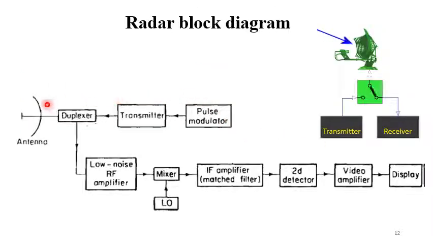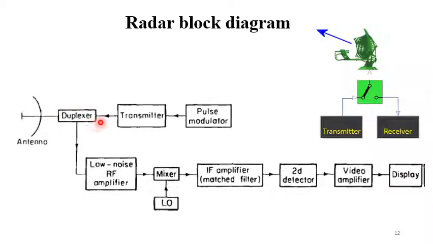Now we will consider the basic and simplified block diagram of a pulse radar. In the transmitter part, we have a pulse modulator, which produces the pulse and operates the transmitter section. It will switch on and off the high power amplifier, so that the output of the transmitter will be a train of pulses at RF frequency.